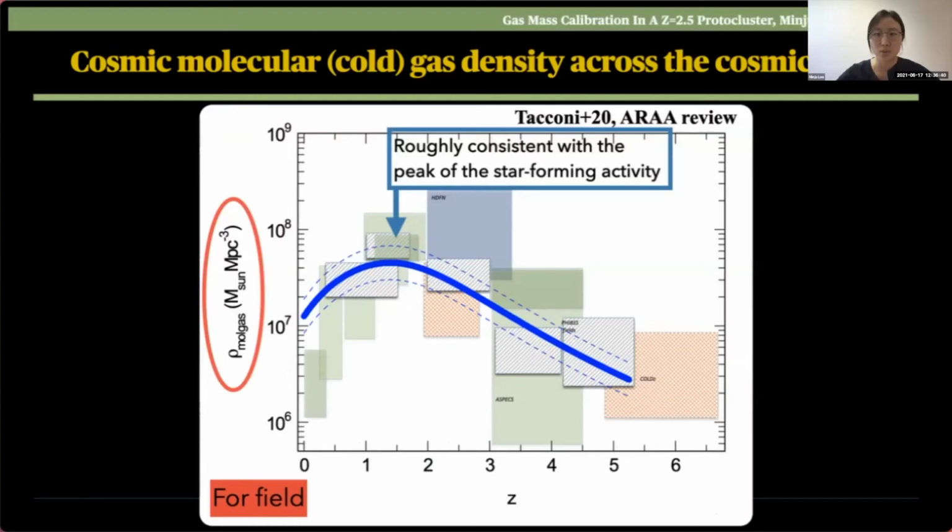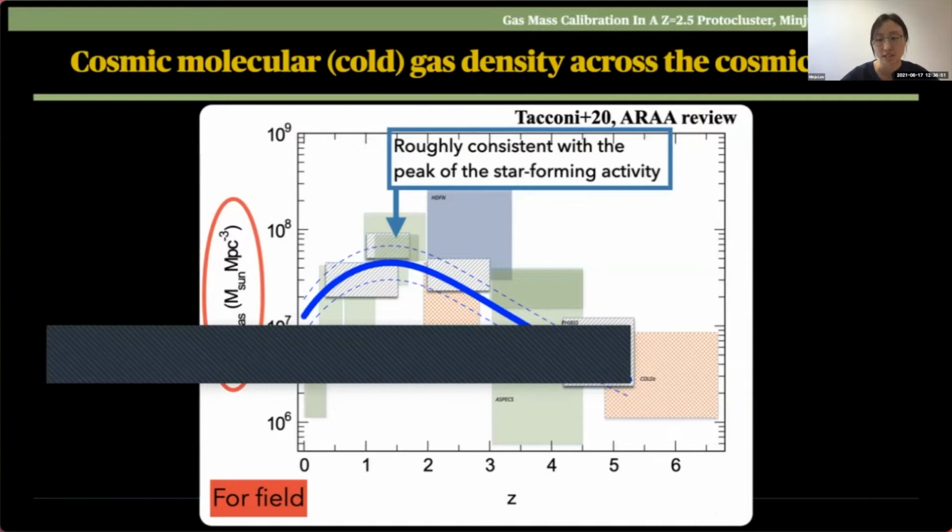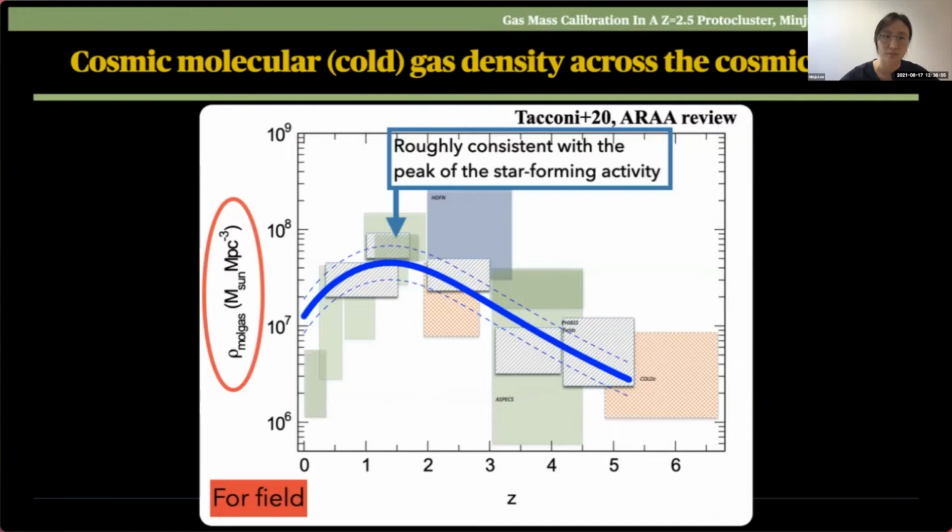The previous talk already showed a similar figure, but I just wanted to give a brief introduction. Over the past 10 years, we have seen a great improvement in understanding of gas content for high redshift galaxies, especially for redshift above 1. Probing gas content gives an idea of how stars formed in galaxies and how efficient it was. For field galaxies, it generally follows the trend of the cosmic star formation rate density, which peaks at around 1.5.